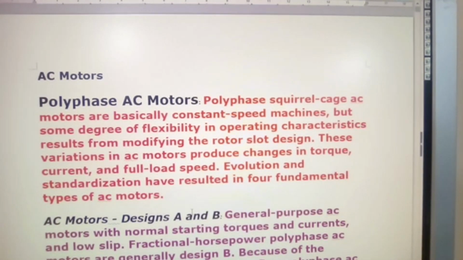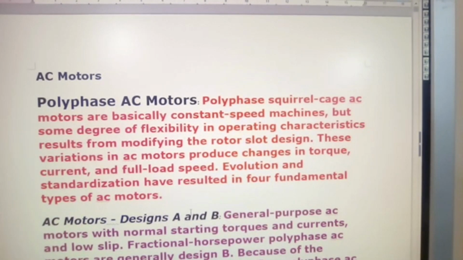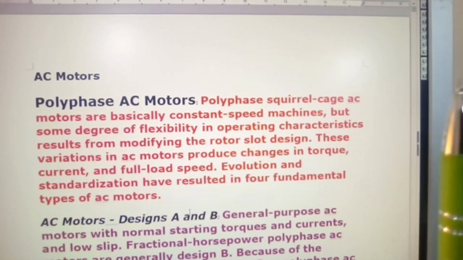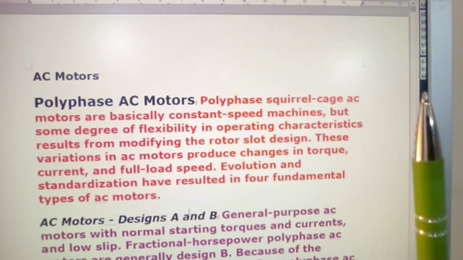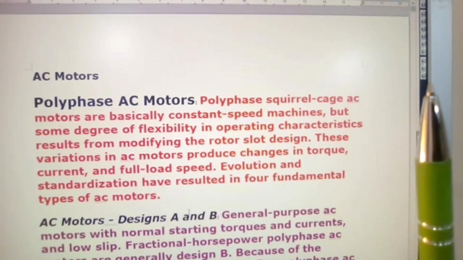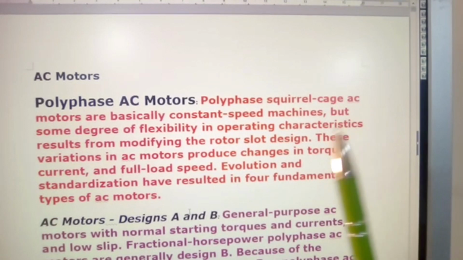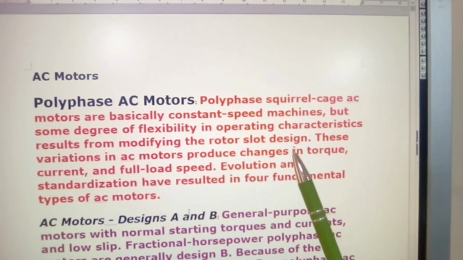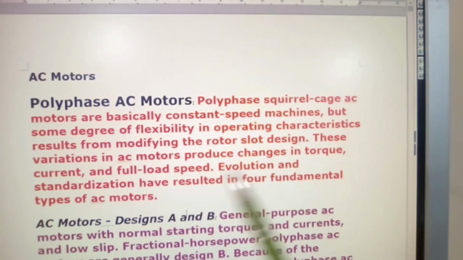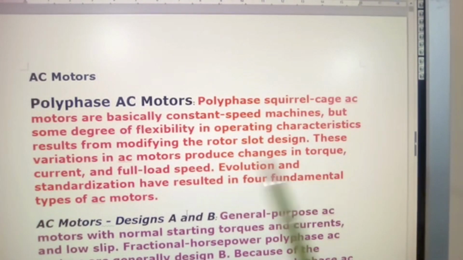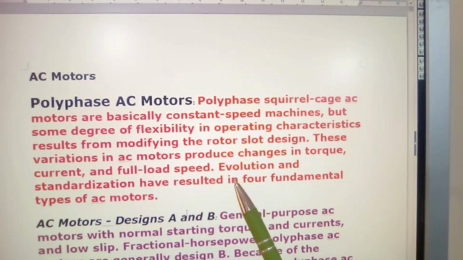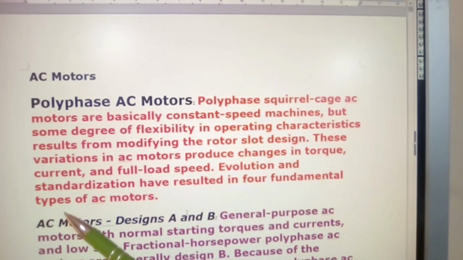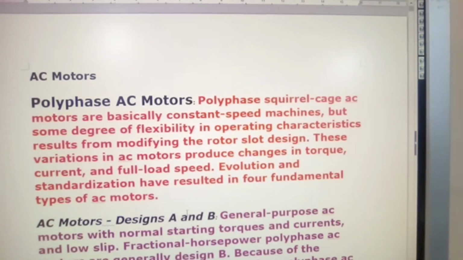So when you have an AC motor, you're looking to make sure that the motor can lift and rotate the load that you have in mind. And the motor can do that when it can develop a good torque. Okay? That simply means pulling power. Changes in torque, current, and full load speed. Evolution and standardization have resulted in four fundamental types of AC motors.